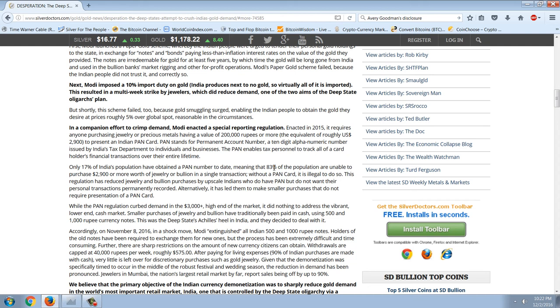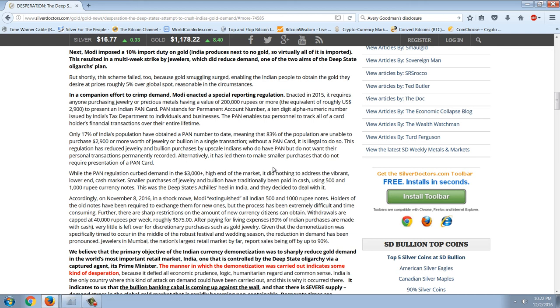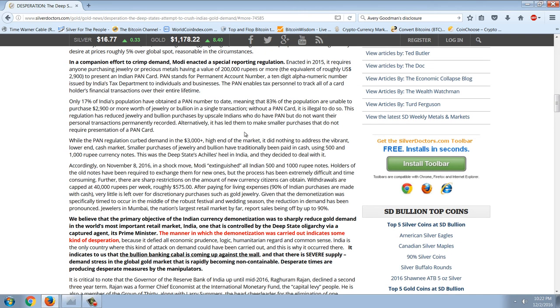Next, Modi imposed a 10% import duty on gold. India produces next to no gold, so virtually all of it is imported. This resulted in a multi-week strike by jewelers, which did reduce demand, one of the two aims of the deep state oligarch's plan. But shortly, this scheme failed too, because gold smuggling surged, enabling the Indian people to obtain the gold they desire at prices roughly 5% over global spot, reasonable in the circumstances.